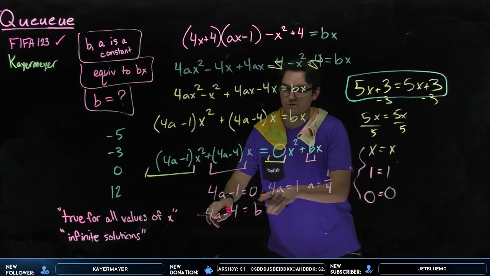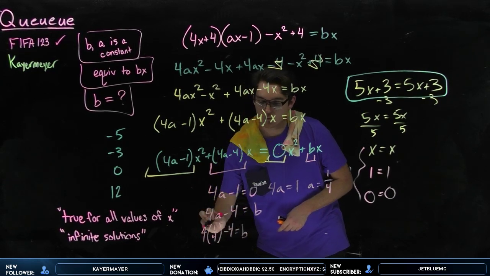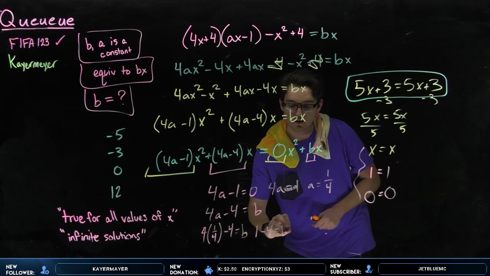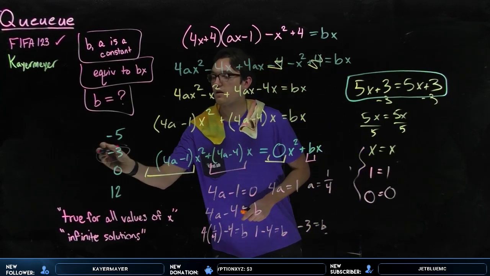We're going to have 4 times 1/4 minus 4 is equal to b, which is going to be positive 1 minus 4 is equal to b. Negative 3 will be equal to b. That's going to be negative 3.